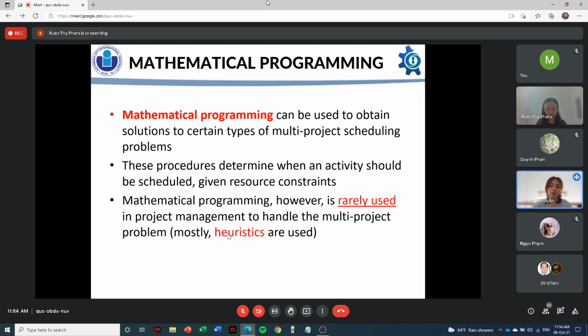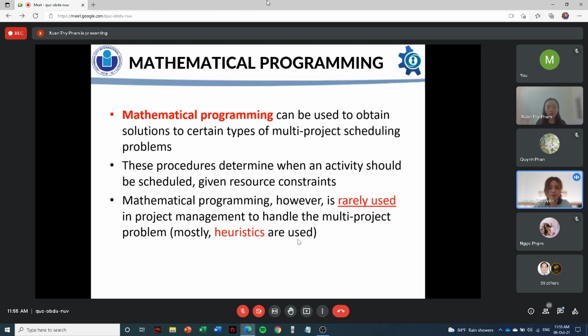An approach to multi-project scheduling and resource allocation is mathematical programming. Mathematical programming can be used to obtain solutions to certain types of multi-project scheduling problems. These procedures determine when an activity should be scheduled given resource constraints. Mathematical programming, however, is rarely used in project management to handle the multi-project problem.